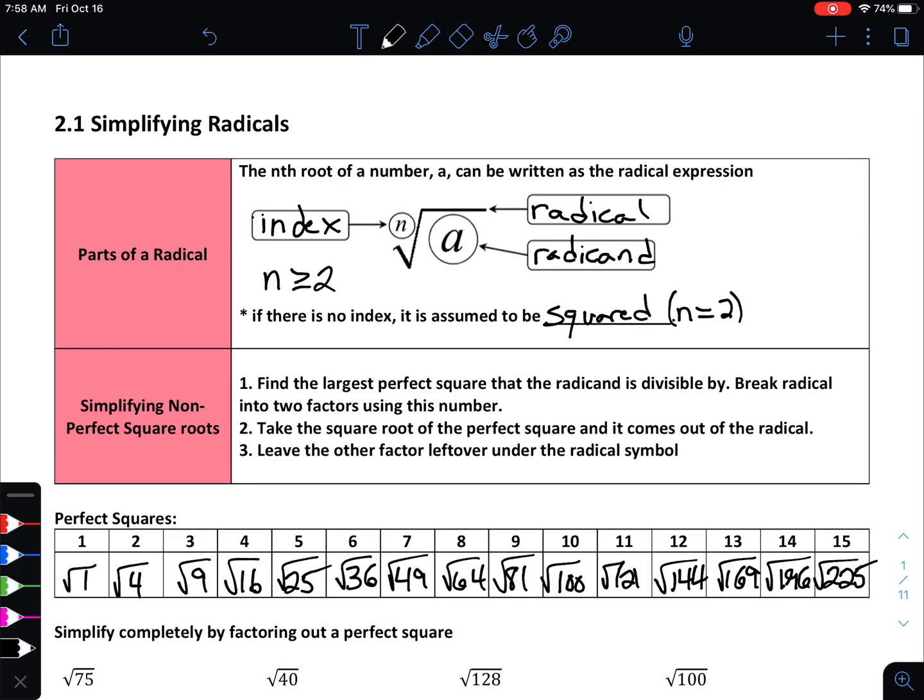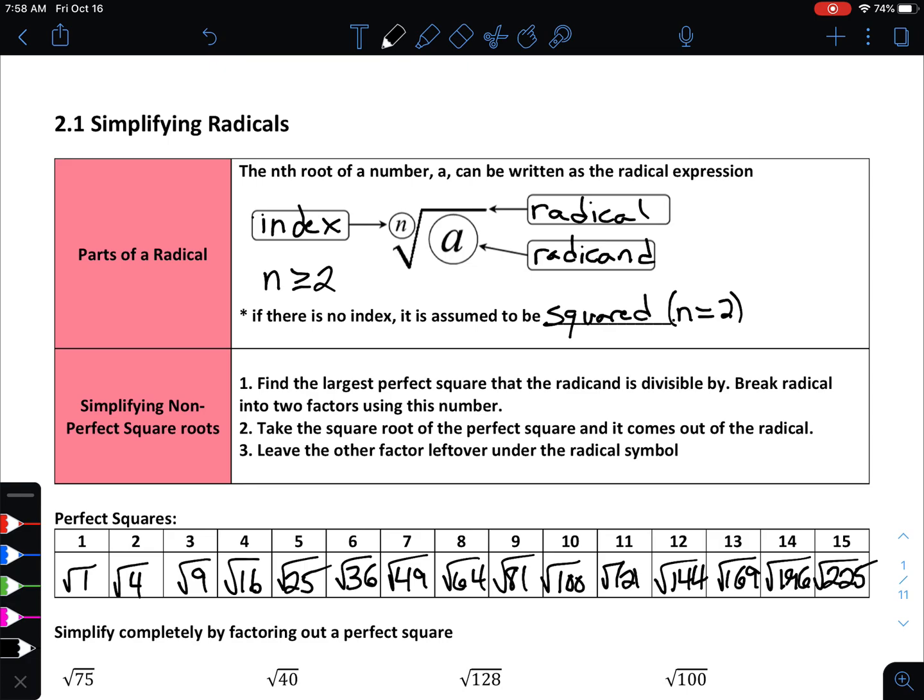The other parts, you've got the actual radical sign itself. That's the official name for the square root sign: the radical sign. And then underneath is the radicand. That is the number that you're taking the root of. Now, a lot of times we're going to see radicals that don't have an index written, so there won't be an actual number there. We're going to assume that we're taking the square root. In other words, n will be equal to 2.